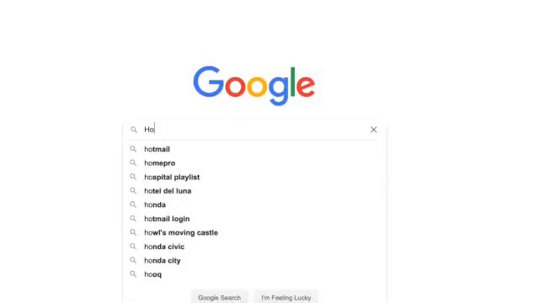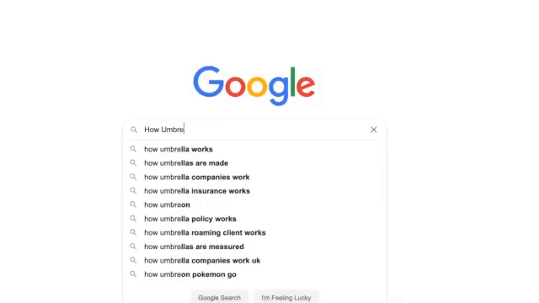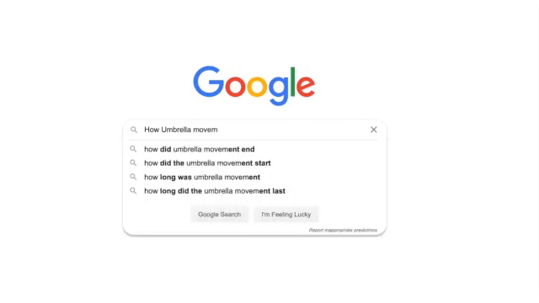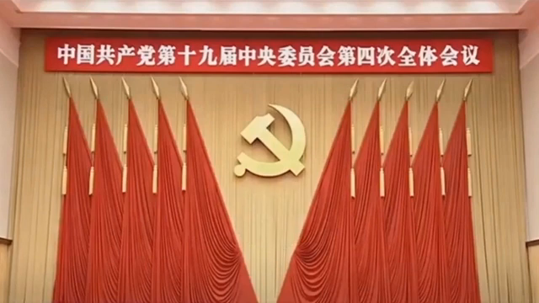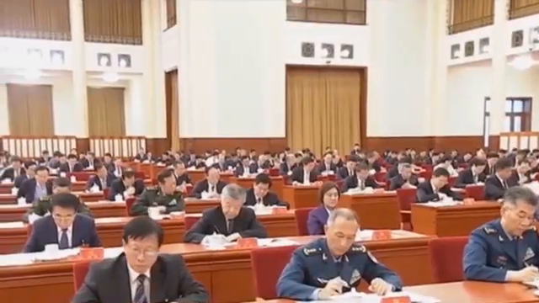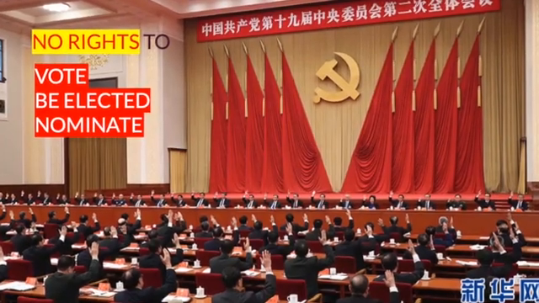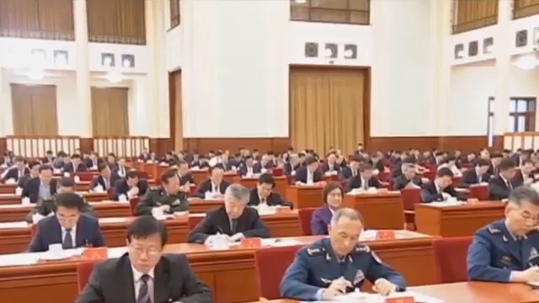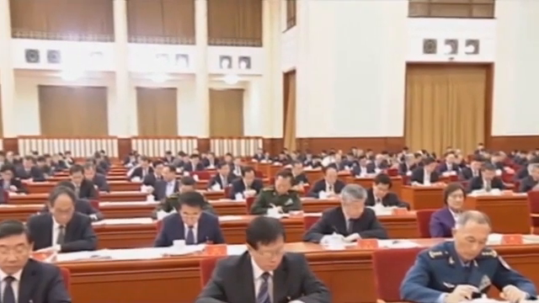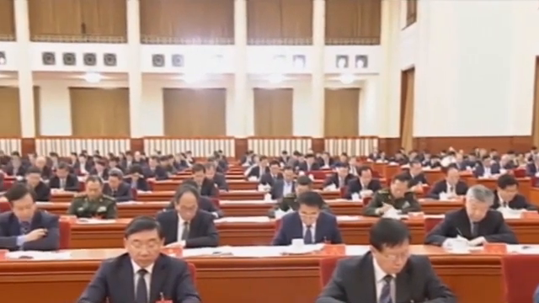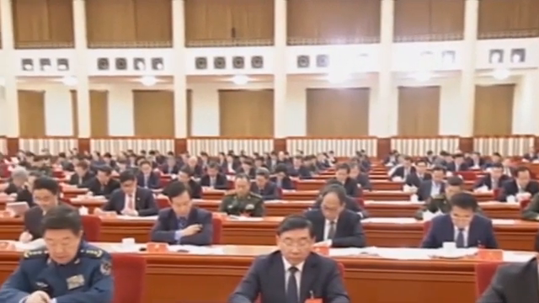At this point, you may wonder why all of this started, so we're about to get into that right now. The Umbrella Revolution started when the Standing Committee of the National People's Congress limited the right to vote, to be elected, and to nominate. The decision caused disagreements among Hong Kong citizens demanding more transparent elections.